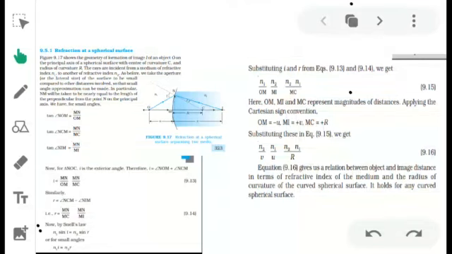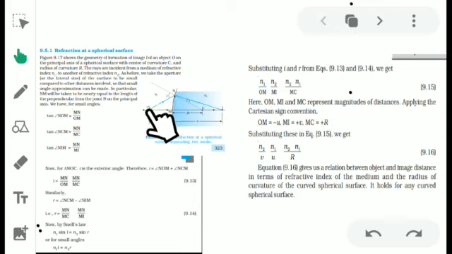Hello students, today we are going to discuss refraction at a spherical surface. Here this is a spherical surface which separates the rarer medium and the denser medium. The refractive index of the rarer medium is N1 and that of the denser medium is N2. Here the object is placed on the principal axis and we are considering a point object.